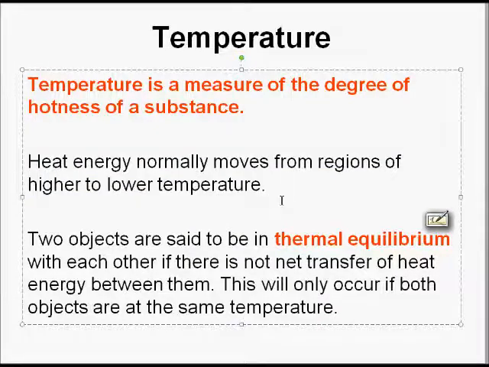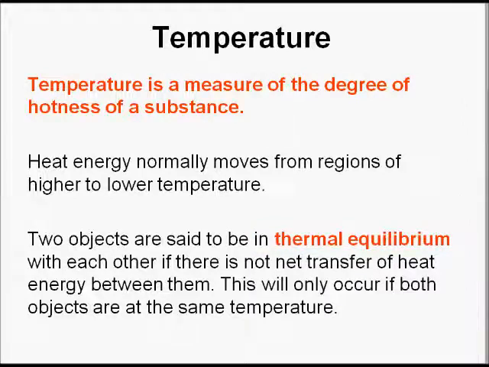It's something comparative. Two objects are said to be in thermal equilibrium with each other if there is not a net transfer of heat energy between them. So if we've got two things that are not transferring heat energy to each other, look here, I've got my nice big bath with 100 litres of 20 degrees Celsius water, and my kettle here has cooled down now. I've got 1 litre here, it's at 20 degrees Celsius.